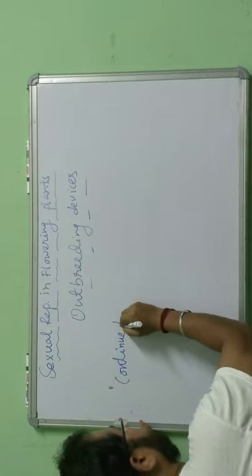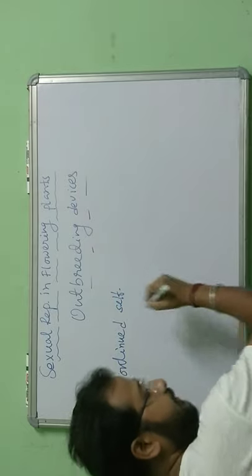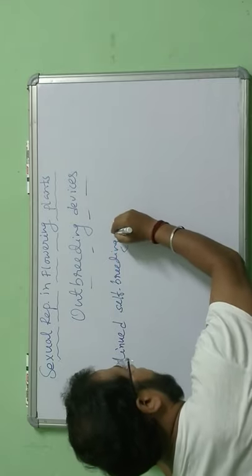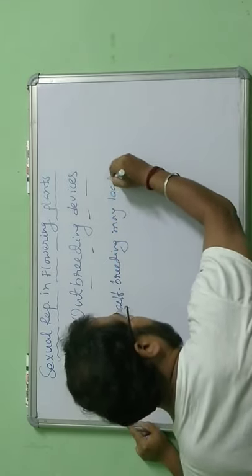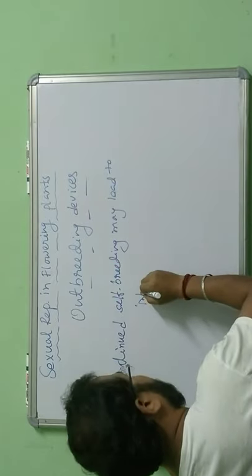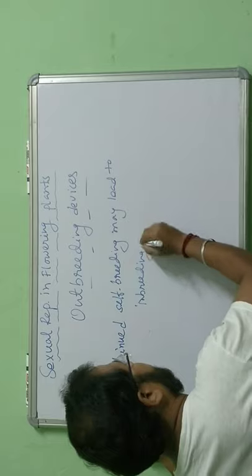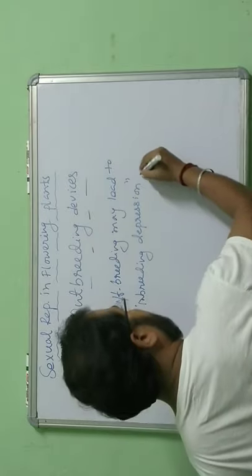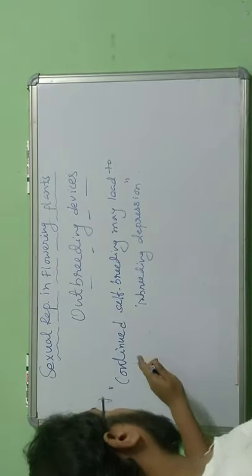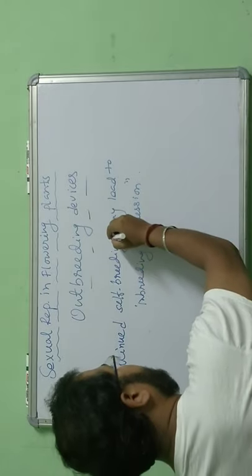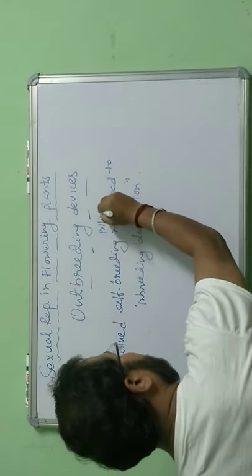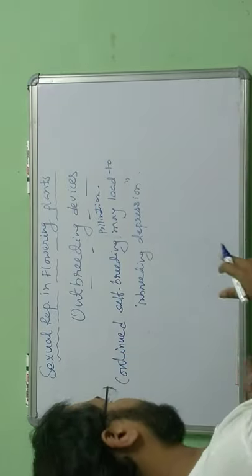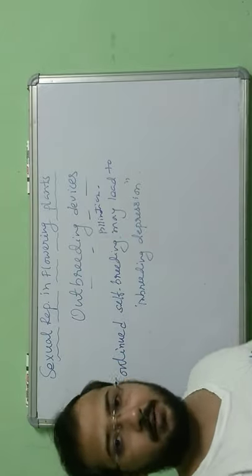That continued self-breeding may lead to inbreeding depression. Inbreeding depression. So, within quote, this is very, very important. Continued self-pollination or self-breeding may lead to inbreeding depression. This is the sentence given. It's a very, very important, meaningful statement.